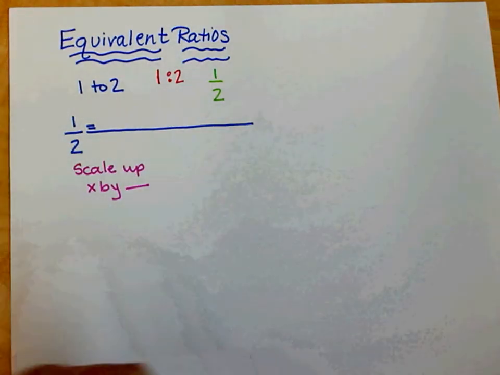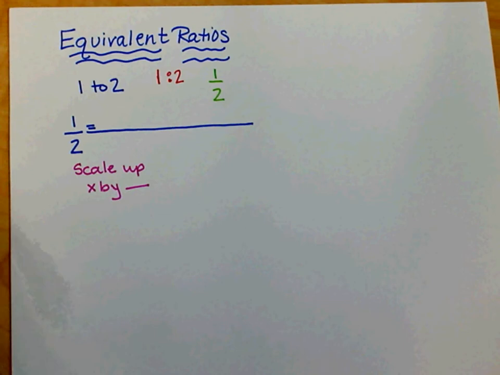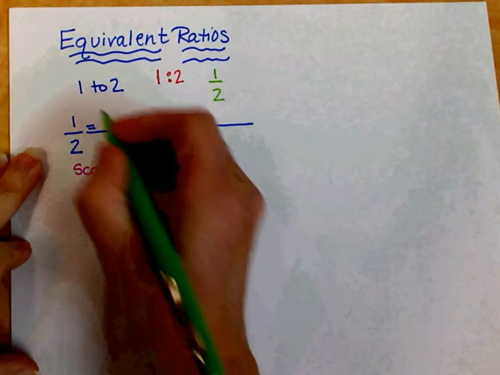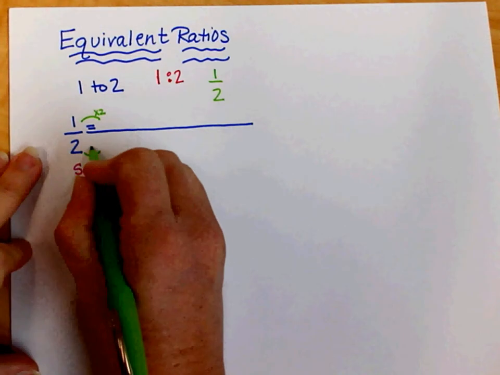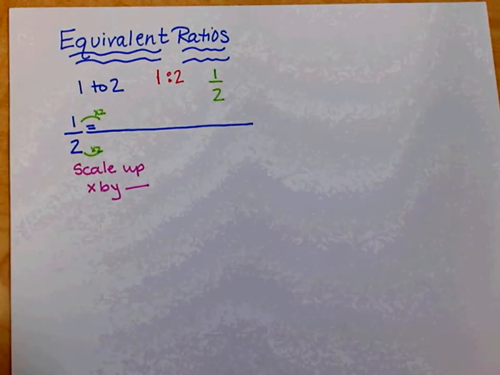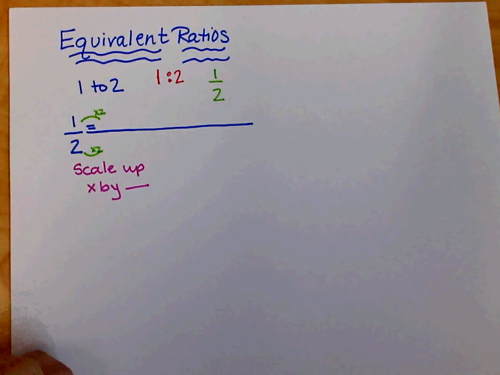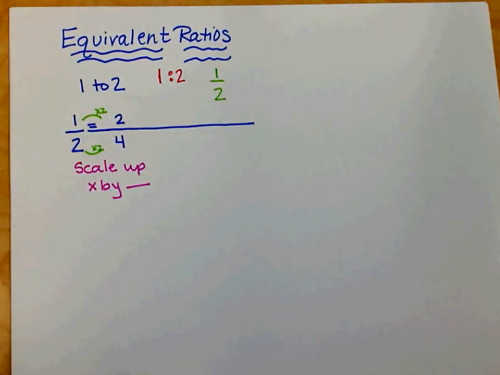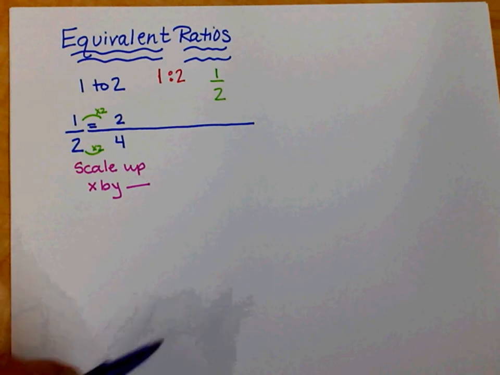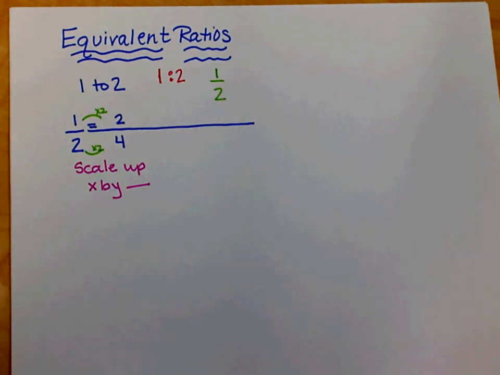So we're going to start at the very beginning. We're going to start with times 2. So if I multiply by 2 on the top and I multiply by 2 on the bottom, the outcome is an equivalent ratio of 2:4. And we know that that is true because we can reduce it down and get to 1:2.